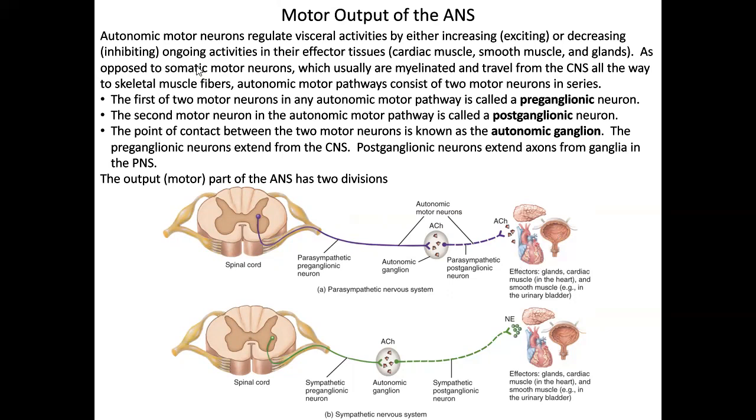Now, as opposed to somatic motor neurons, which once again are the ones that control our skeletal muscle, and they're also usually myelinated, they're going to travel all the way from the central nervous system to the skeletal muscle fibers that they innervate. In the case of autonomic nervous system motor pathways, we're going to use two motor neurons in series before we get from the central nervous system to the effectors.